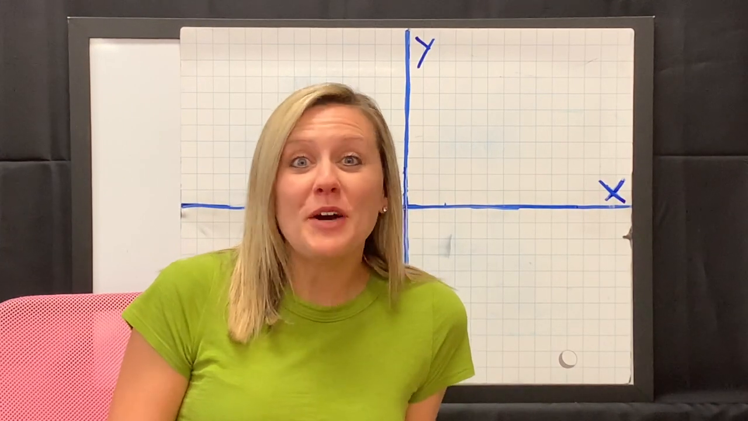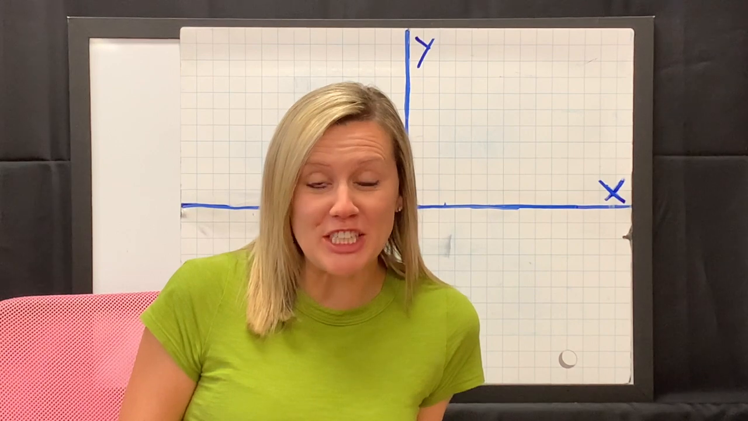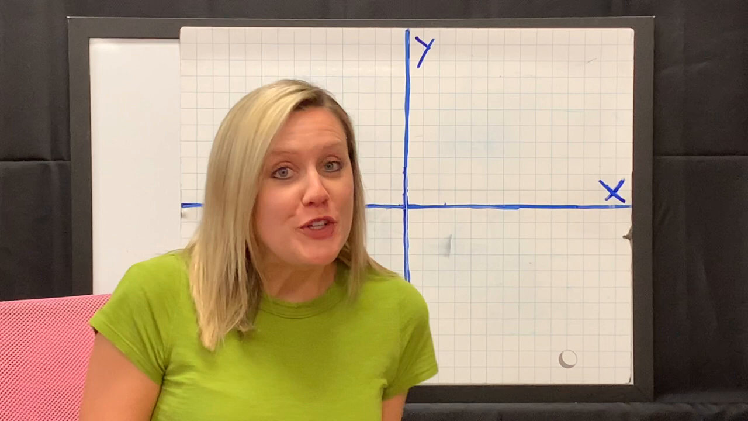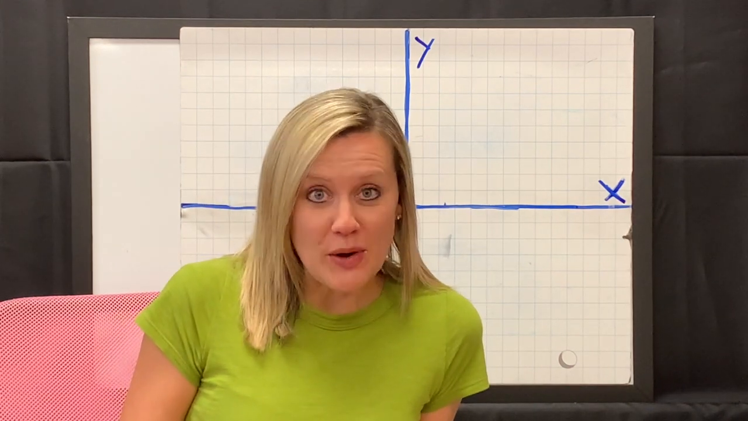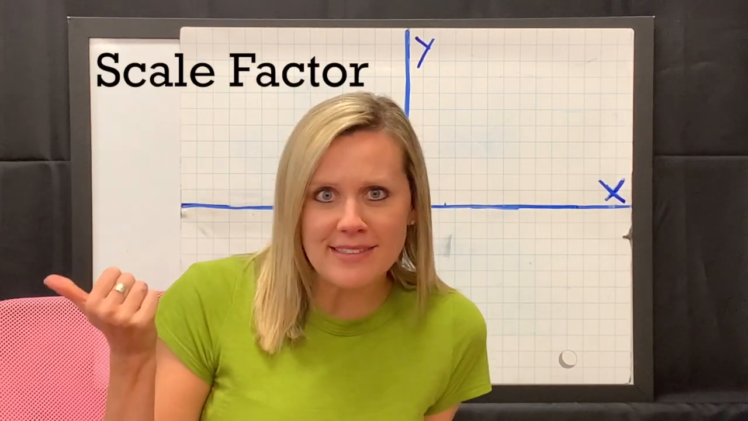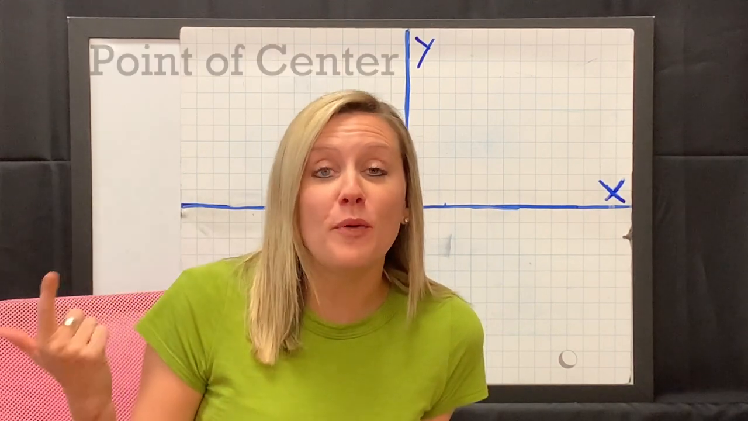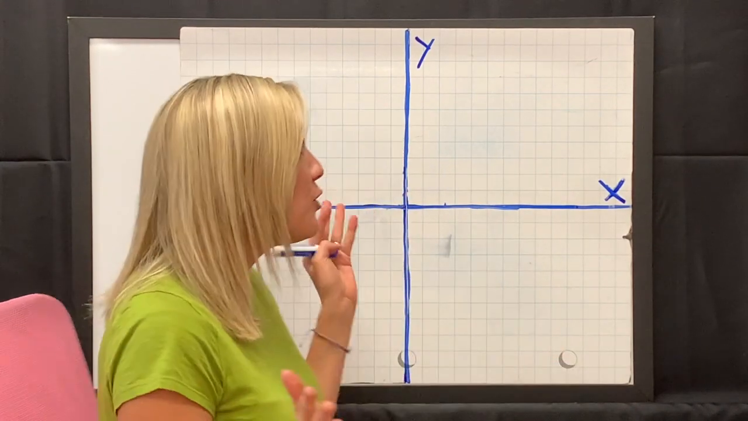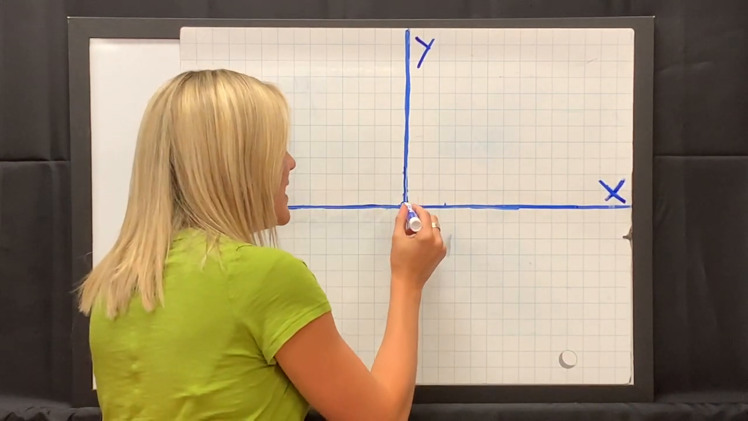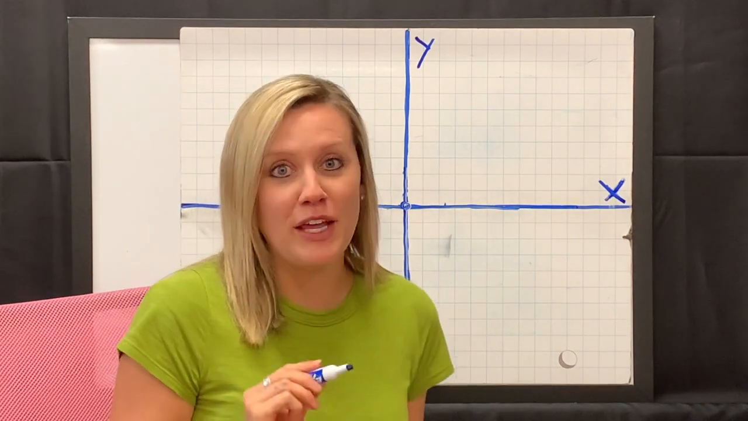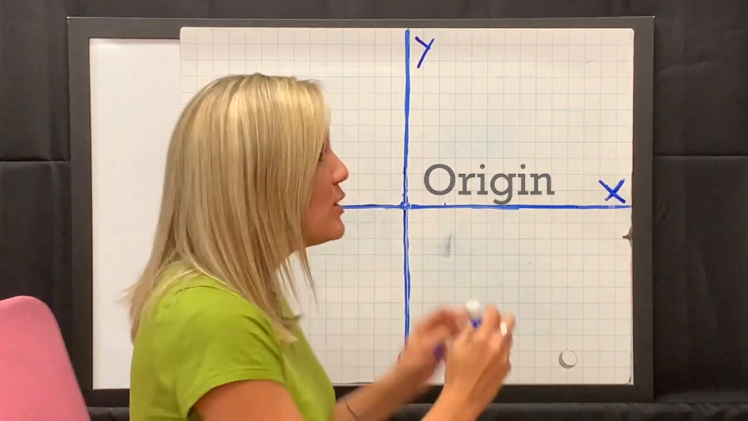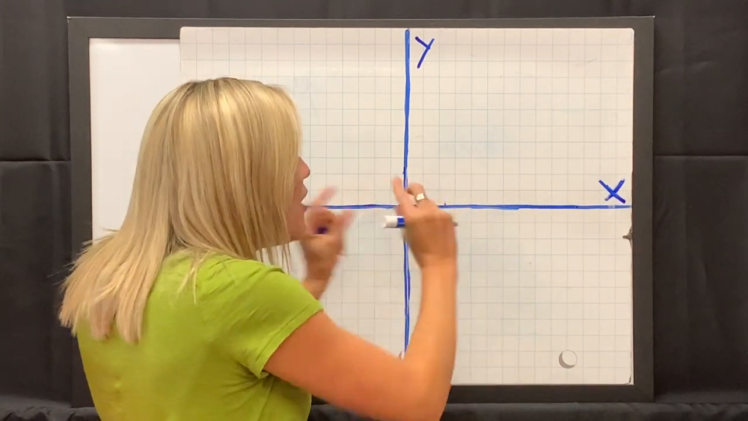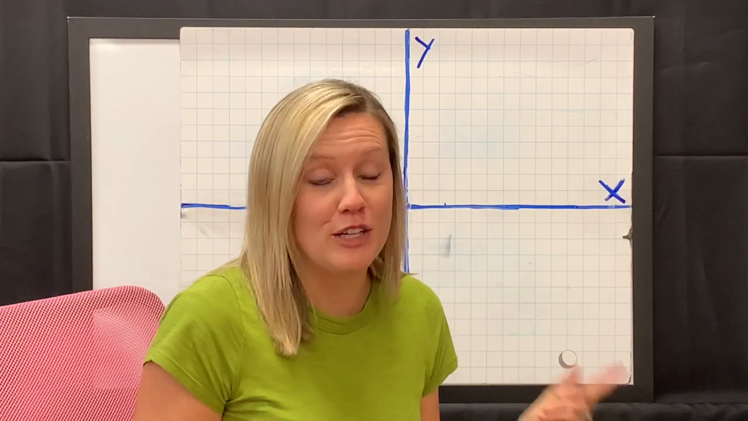Hi and welcome back. We are going to continue practicing dilations, but this time we are going to practice it on a coordinate grid. So if you remember, the two things you need to know when you dilate a shape is what is the scale factor and where is our point of center or point of dilation. Usually when you're on a coordinate grid, the point of center is right here, and that is called the origin. So everything is going to get bigger the further it gets from the origin, and it's going to get smaller the closer that it gets to the origin.